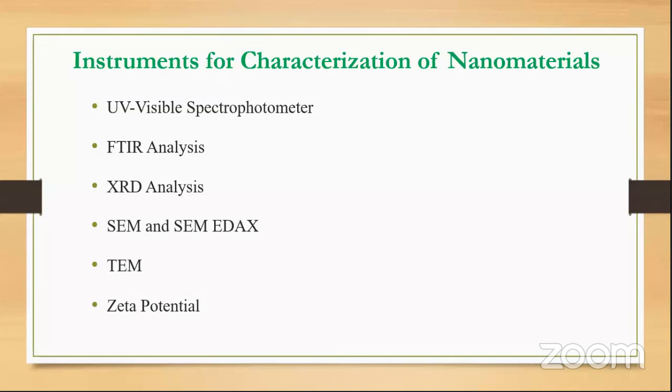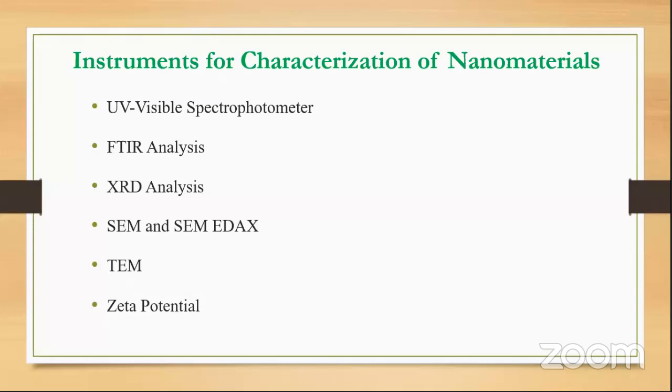First, let us see the UV visible spectrophotometer. What is the importance of the UV visible spectrophotometer for the characterization of nanomaterials? Generally, the UV visible spectrophotometer is a primary investigation tool, where we find out whether the nanomaterials are formed or not by using the UV visible spectrophotometer. It is a primary tool.